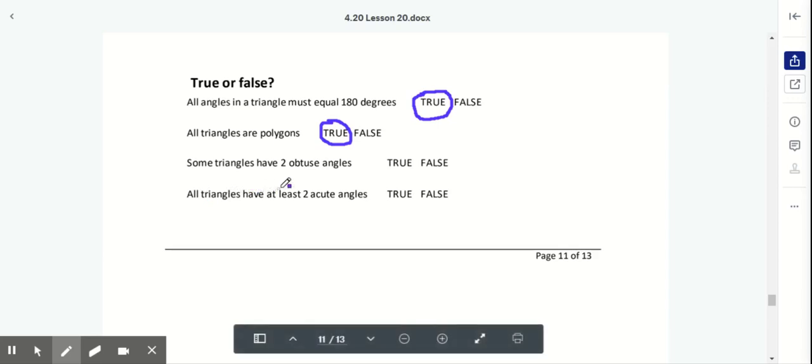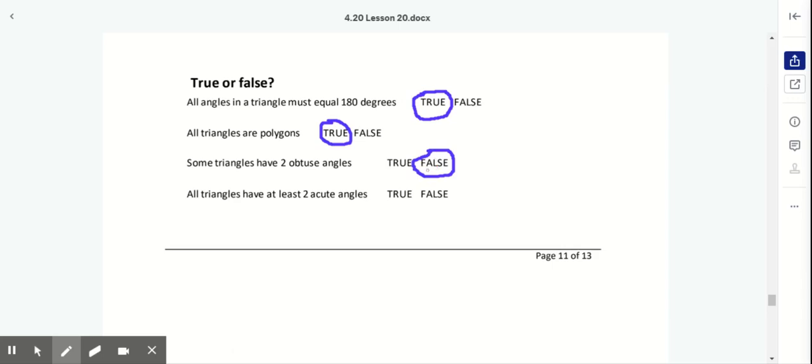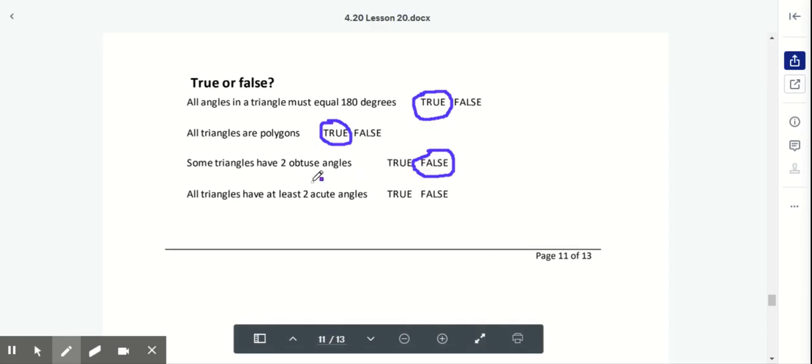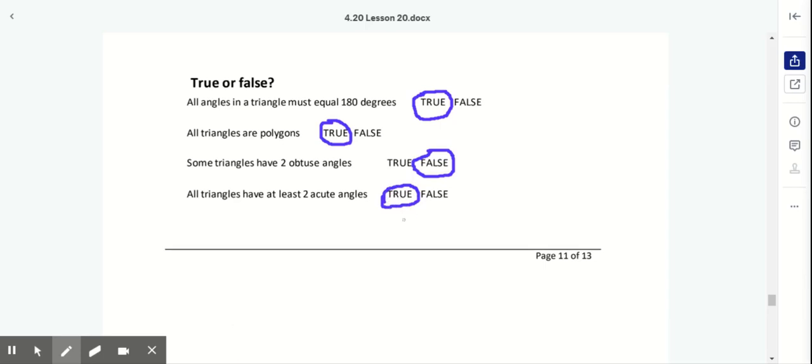Some triangles have two obtuse angles. We know that that is false because every triangle has at least two acute angles and a triangle only has three angles. So it's not possible for a triangle to have two obtuse angles. Lastly, all triangles have at least two acute angles. That is true. All triangles do have at least two acute angles.